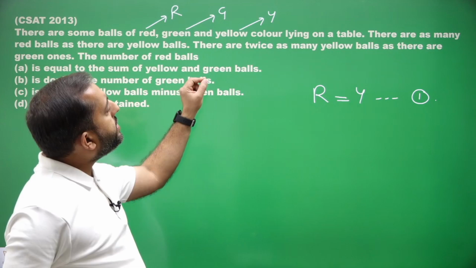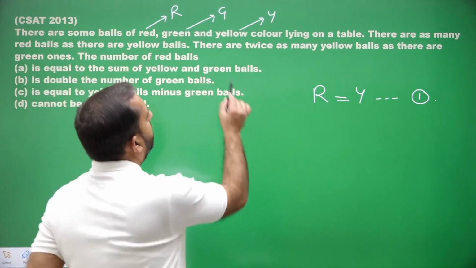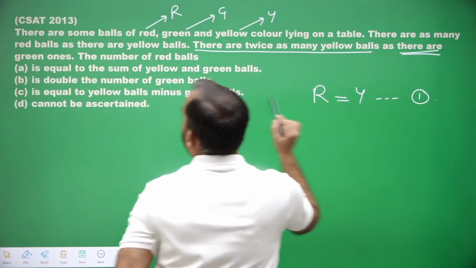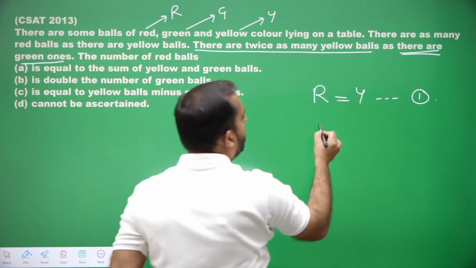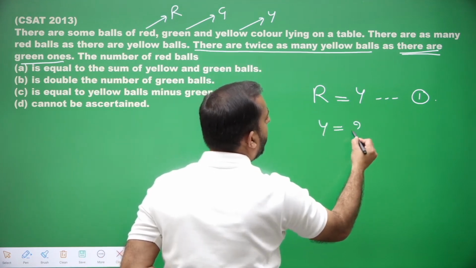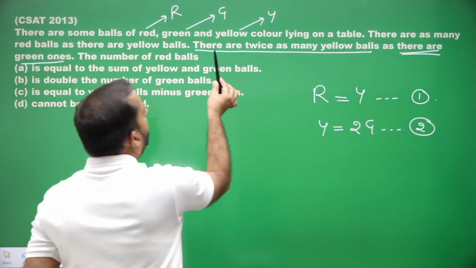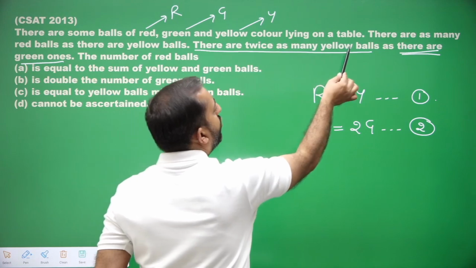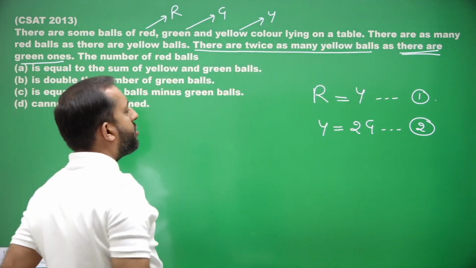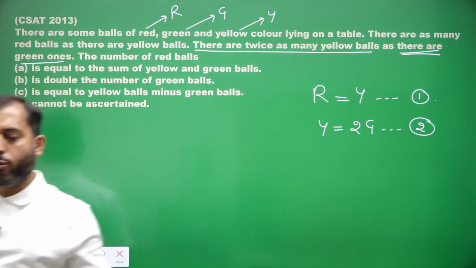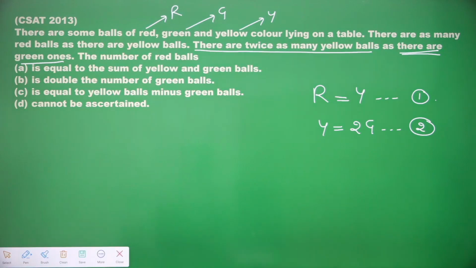There are twice as many yellow balls as there are green ones. So yellow balls are twice the number of green balls. This is our equation number 2. It is given there are twice as many yellow balls as there are green balls. Please make a note of it. Yellow balls are twice the number of green balls.